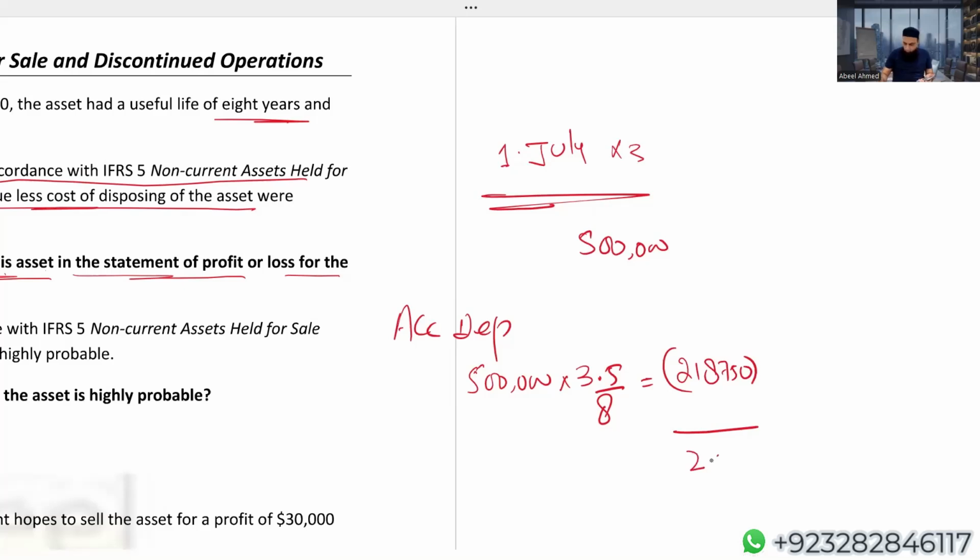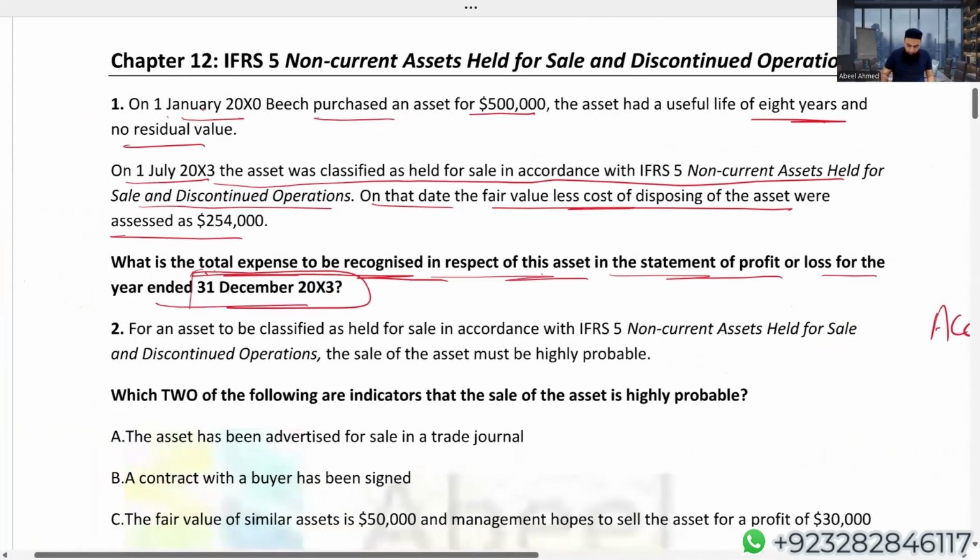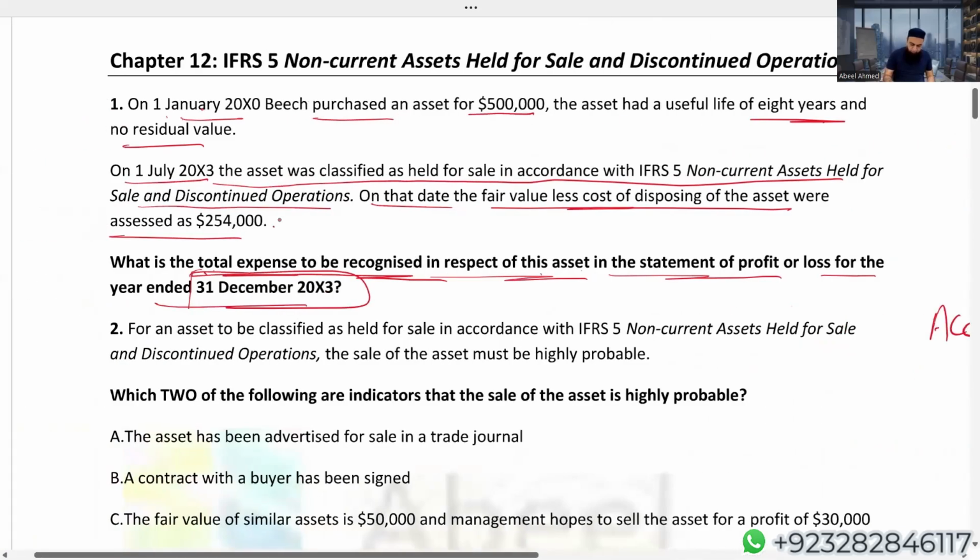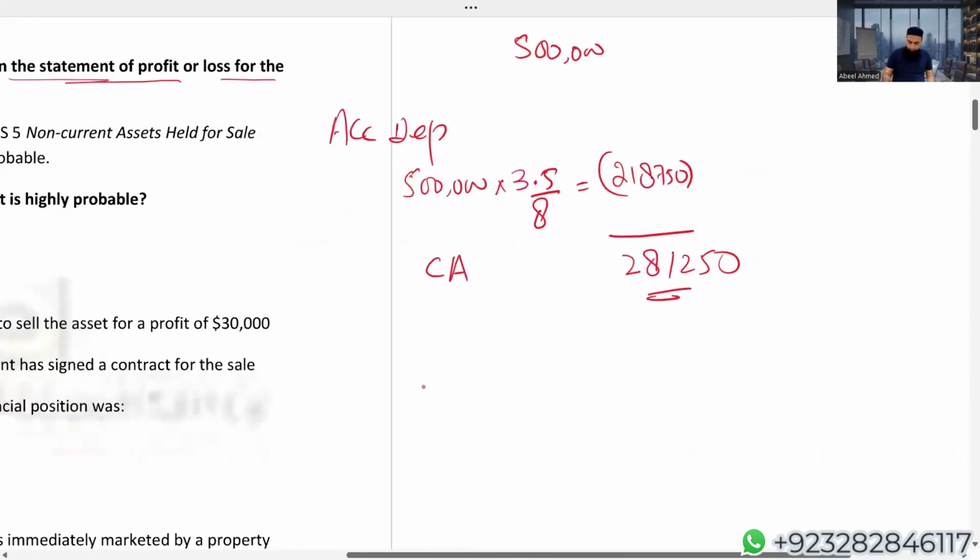We are getting 281,250. Students, this is the carrying amount. Okay, fine. Now let's compare this with the fair value minus cost to sell, which is 254,000.